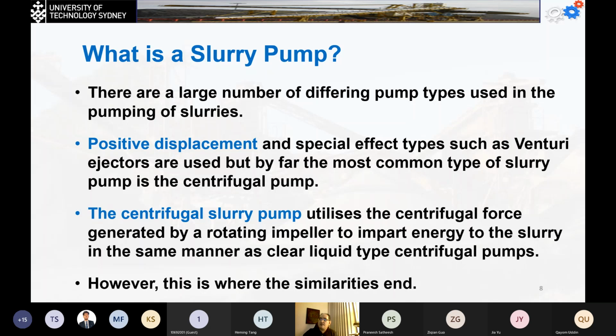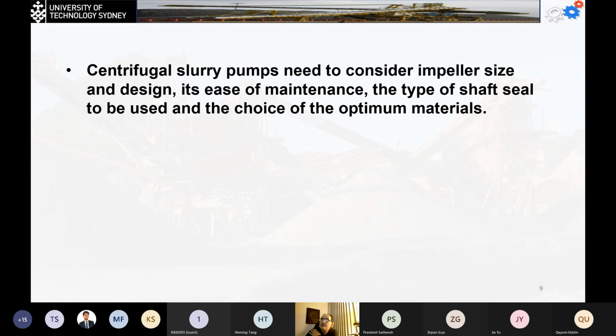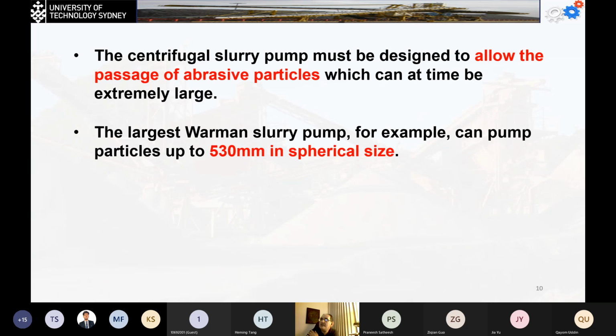So, we mentioned that a centrifugal pump generates centrifugal force by rotating the impeller and imparts energy to the slurry in the same manner as in clear liquid centrifugal pumps. That will be the only similarity between water centrifugal pumps and slurry centrifugal pumps. I don't want to explain that a lot, so I'm going to jump to the topic directly.